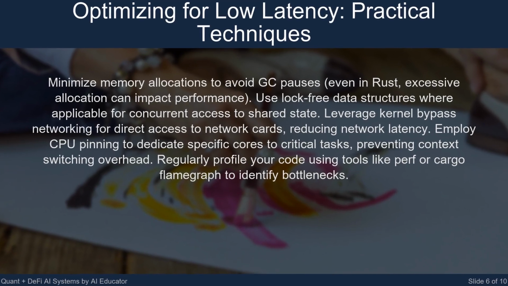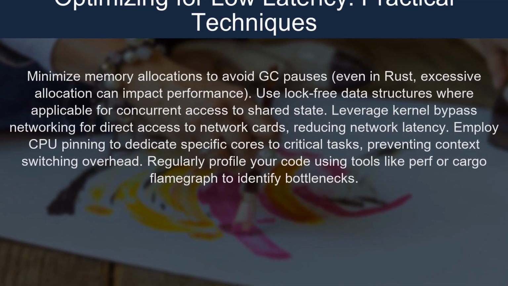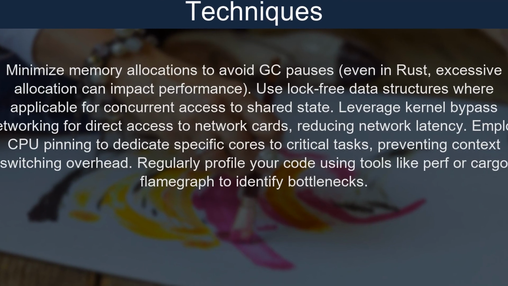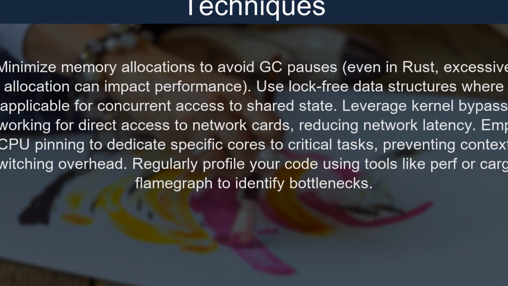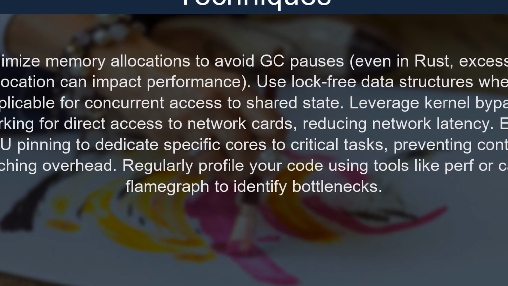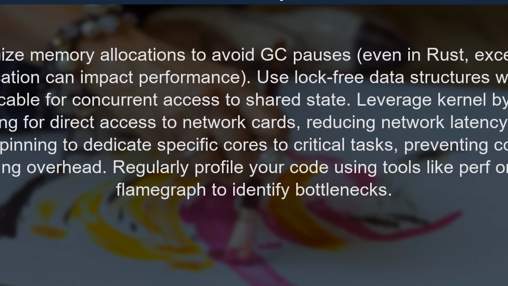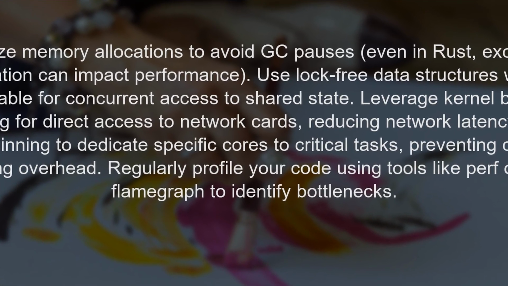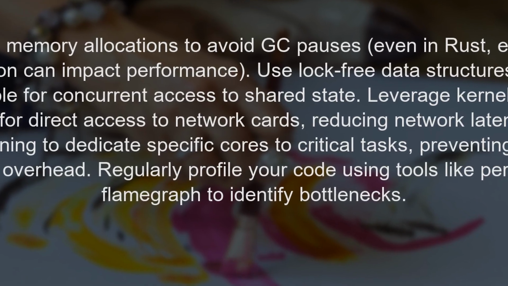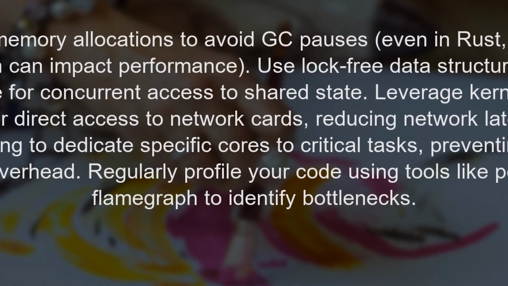Minimize memory allocations to avoid GC pauses. Even in Rust, excessive allocation can impact performance. Use lock-free data structures where applicable for concurrent access to shared state. Leverage kernel bypass networking for direct access to network cards, reducing network latency. Employ CPU pinning to dedicate specific cores to critical tasks, preventing context switching overhead. Regularly profile your code using tools like perf or cargo flamegraph to identify bottlenecks.